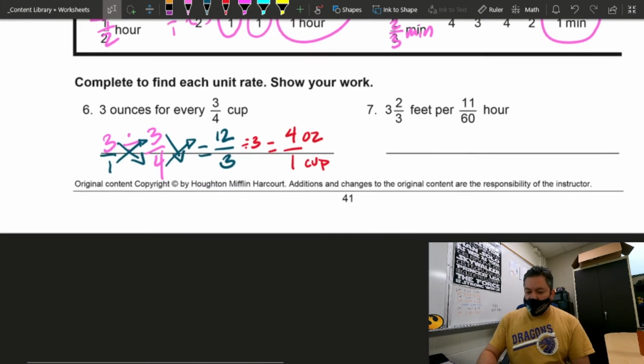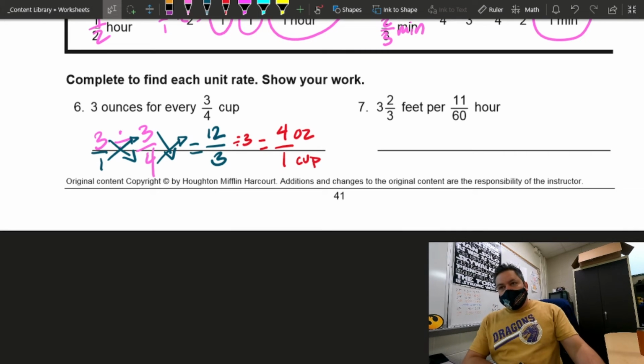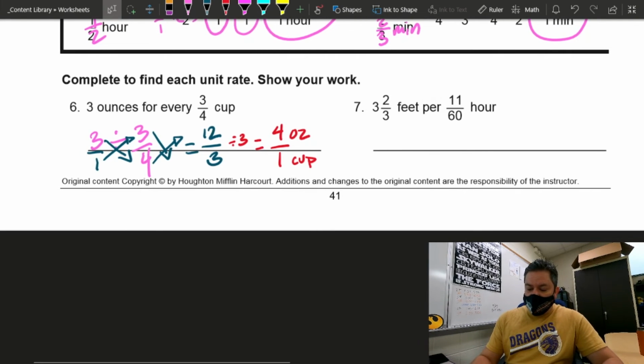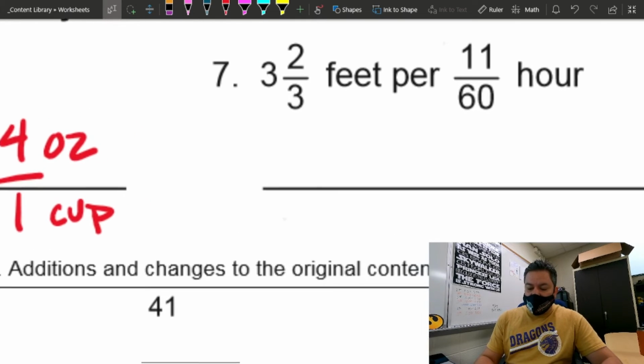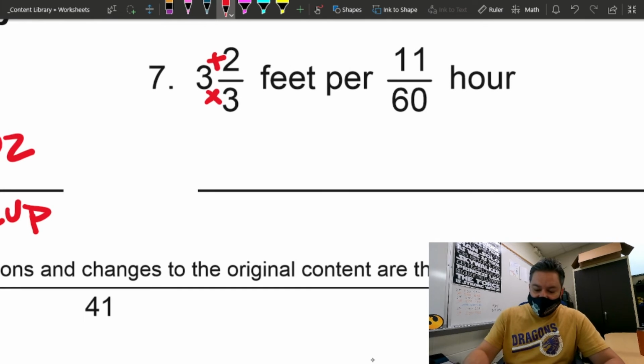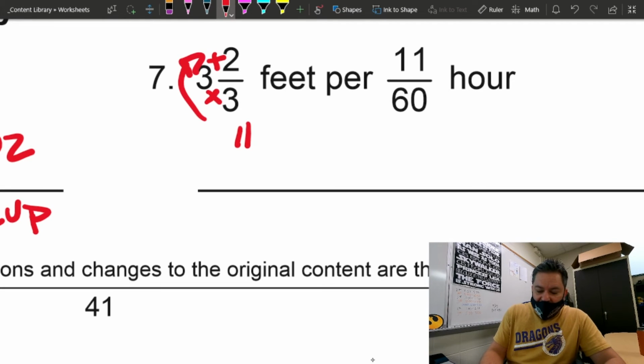Now, the next one, we have 3 2/3 feet per 11/60 of an hour. Man, it just got a little more complicated. But again, we already talked about dividing mixed numbers and dividing fractions, right? Before on a previous video. I even either leave a link for you over here, or there's a playlist that you can find for rational numbers, and all those videos will be there. So the first thing to do over here is I'm going to convert that mixed number into an improper fraction. We multiply, then add, right? 3 times 3 is 9, plus 2 is 11/3.